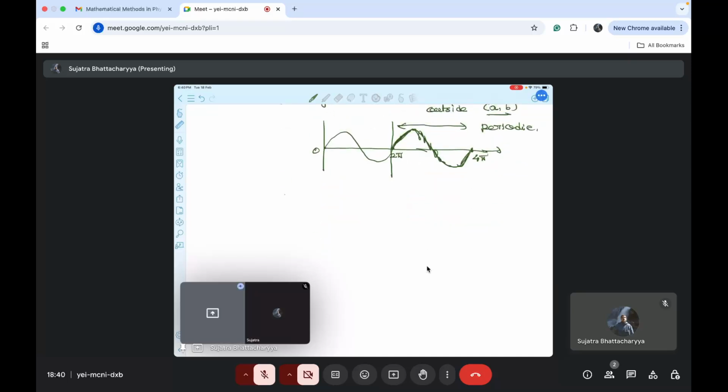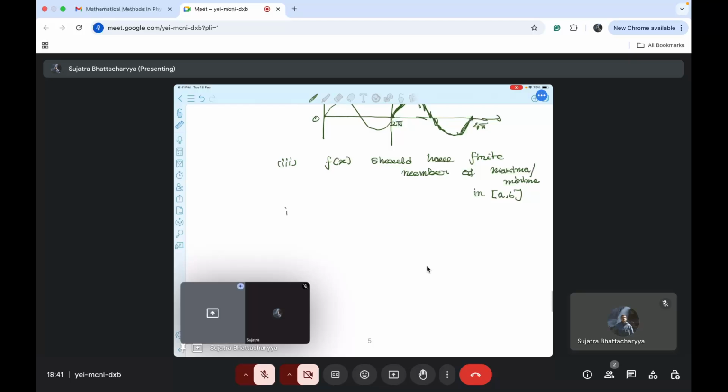Third is f(x) should have a finite number of maxima and minima in the closed interval [a, b]. In a closed interval, there must be a finite number of maxima and minima. Number four is that f(x) should have a finite number of discontinuities.